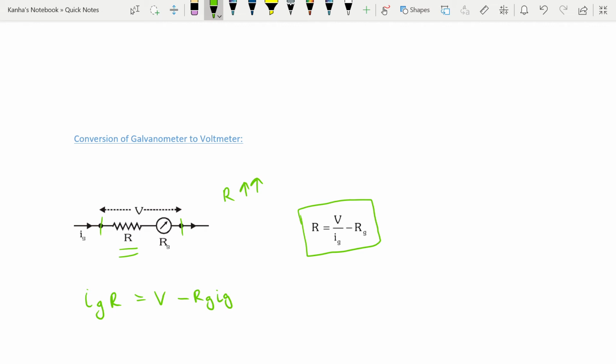And one more thing that you should notice: for full scale deflection you had the maximum current Ig. However, if the current for a deflection of one division of the galvanometer scale is K, and N is the total number of divisions on one side of the zero of the galvanometer scale, then Ig is equal to K into N. You might not need these formulas in the paper, but it's better to have a brief understanding of these.